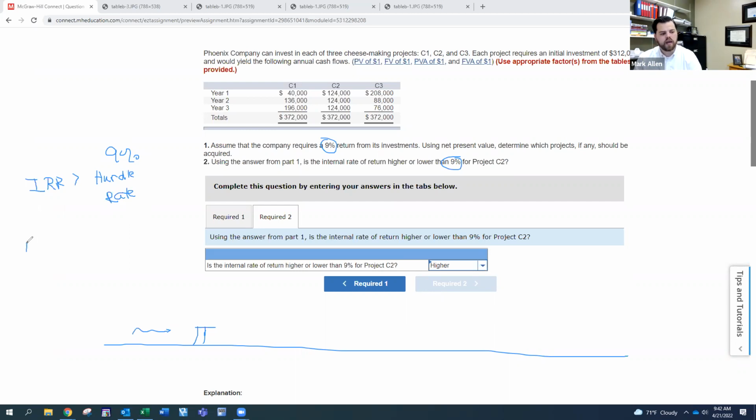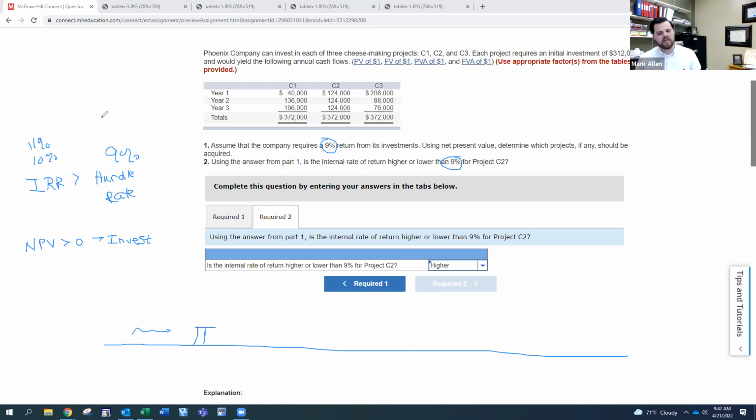So now we think, well, do we have something that we could base that on? Oh, wait a minute, we have NPV. And we learned that NPV for project C2 was greater than 0, which told us we should invest. Well, if we should invest because of net present value, that should indicate to me that my internal rate of return must be greater than 9%. I don't know what it is. It could be 10%. It could be 11%. It could be 13.4%. I have no idea. I'm not asked to compute that here.